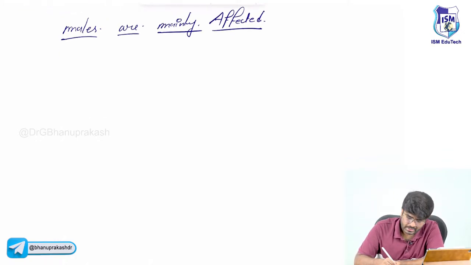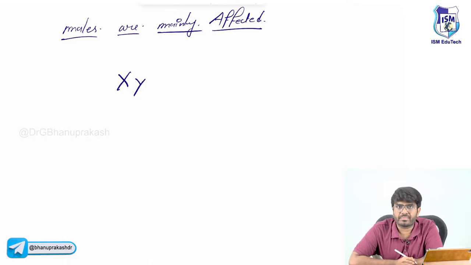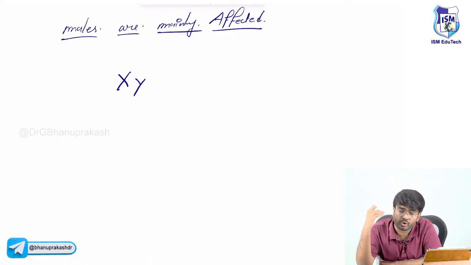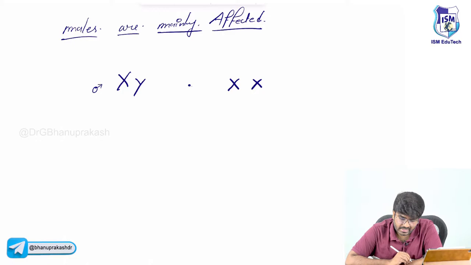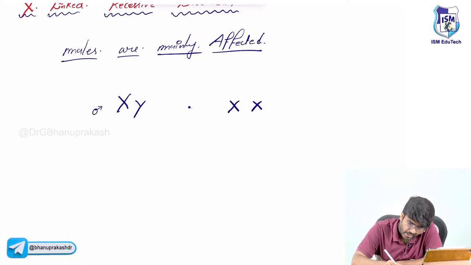Let me show you the example. Now let's take X and Y. We are not discussing the autosomes; that business is completed. We are now discussing the sex chromosomes, X and Y. Now, this is a male, the father, and the mother is X and X. These are X-linked recessive disorders, right? So I am taking small x, which means affected. The mother is affected.